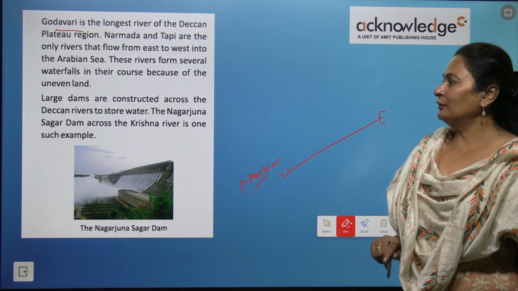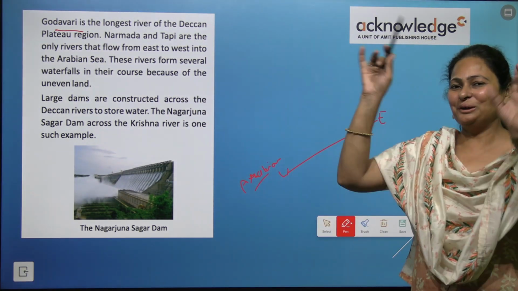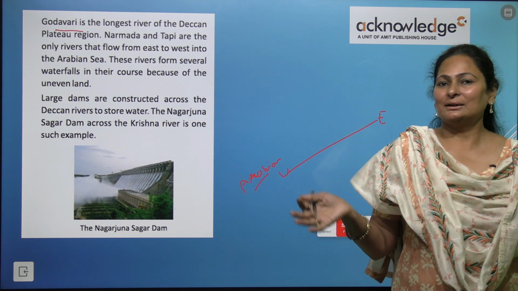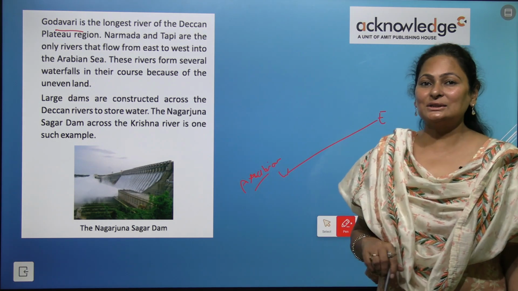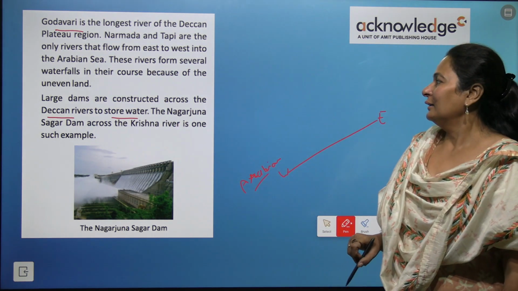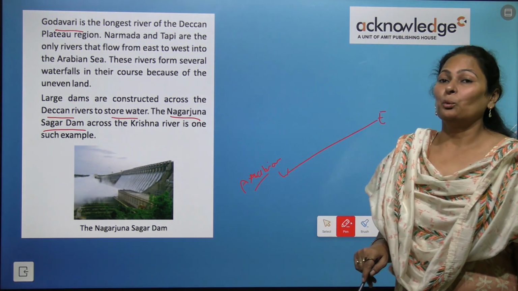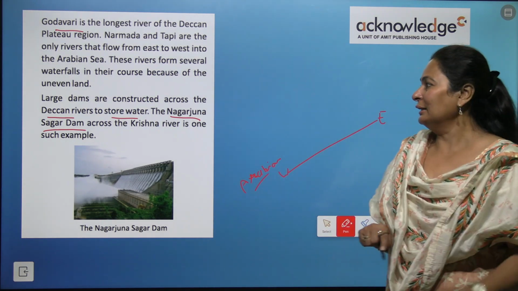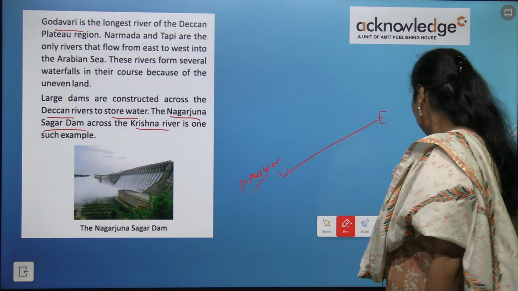These rivers form several waterfalls in their course because of the uneven land. I told you the land of the plateau region is not even. It is rocky, somewhere it is high, somewhere it is low. So it is uneven land. Large dams are constructed across the Deccan rivers to store water. The Nagarjuna Sagar Dam across the Krishna River is one such example. Nagarjuna Dam is built on which river? On the Krishna River. Right, kids?